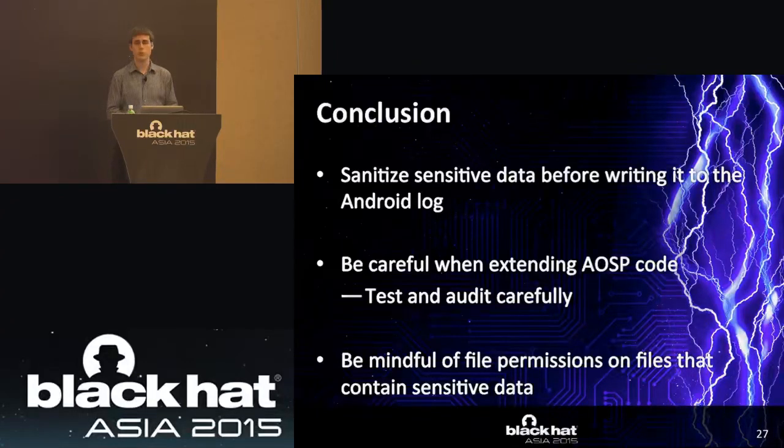You also need to, when you fork AOSP or Android open source project source code, if you're making your own build, be careful about what you're adding in there, because you may introduce vulnerabilities. So you need to test and audit it carefully. And you also need to be careful of the file permissions set on files that contain sensitive data. In this instance, there were world readable log files that contained private user data.